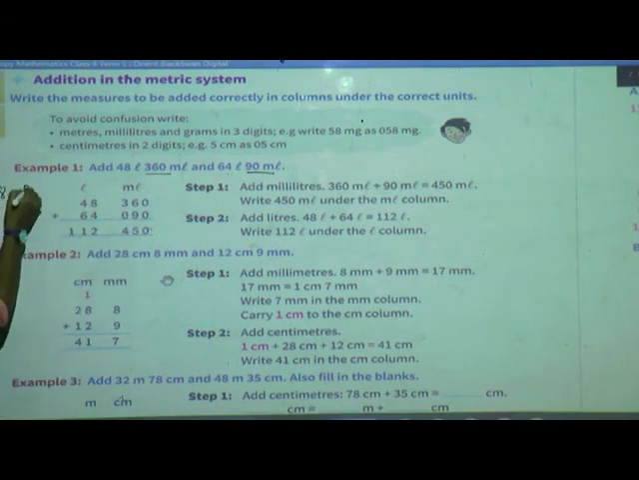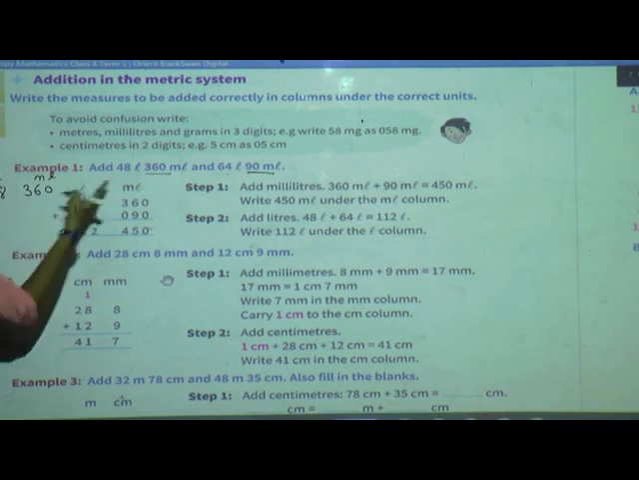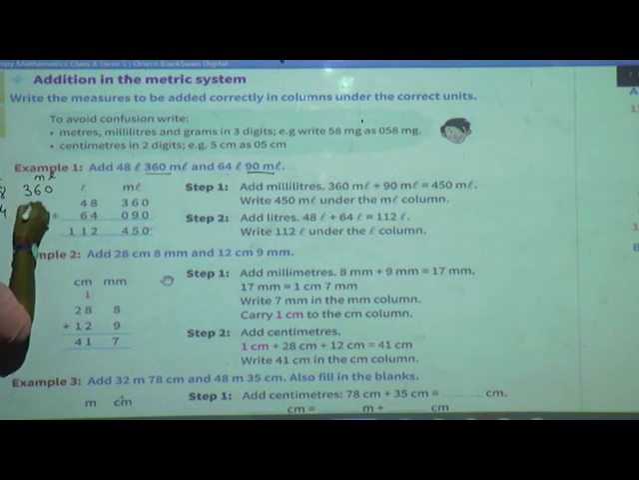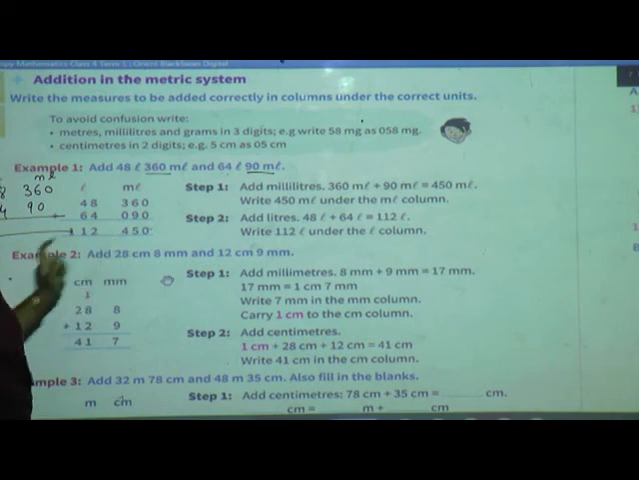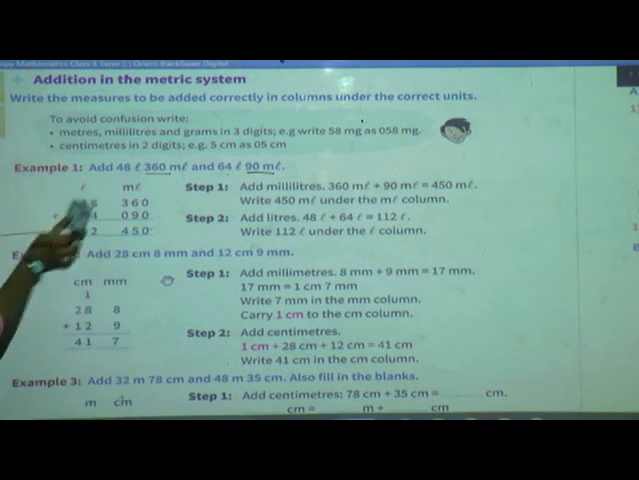So what will you do? You will write in this way, liter and milliliter, and the next is 64, 090. Here you commit the mistake. If you do the correct addition also, the answer will be totally wrong. So whenever milliliters are given in 2 digits, you have to write in 3 digits only by adding the 0. Clear?